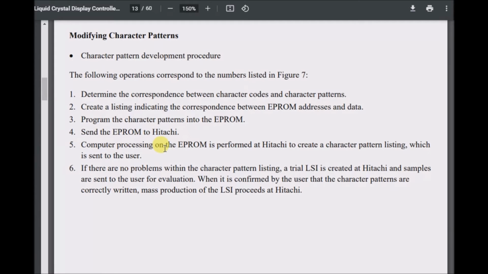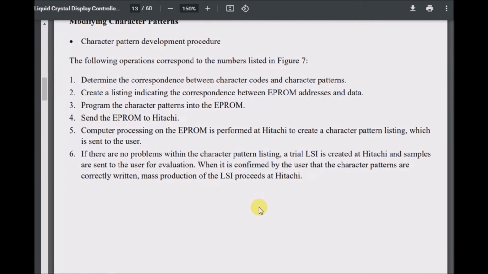Computer processing on the EEPROM is performed at Hitachi to create a character pattern listing, which is sent to the user. Number 6. If there are no problems within the character pattern listing, a trial LSI is created at Hitachi and samples are sent to the user for evaluation. When it is confirmed by the user that the character patterns are correctly written, mass production of the LSI proceeds at Hitachi.